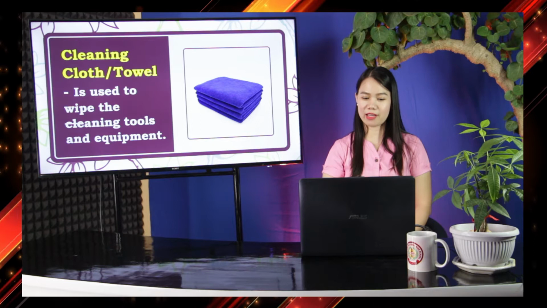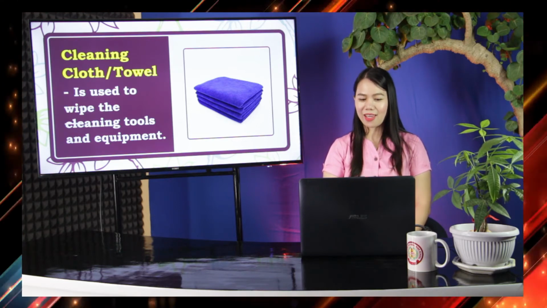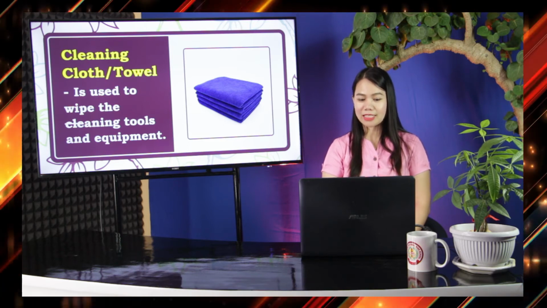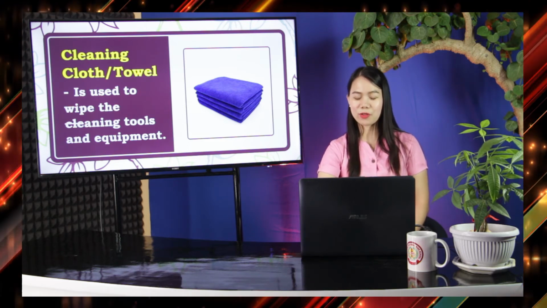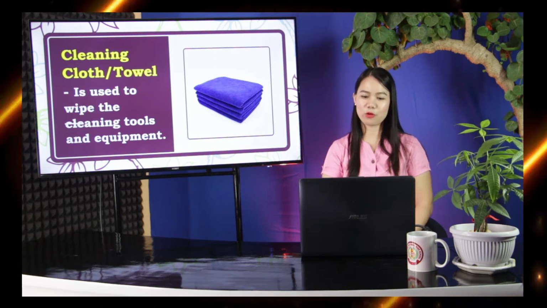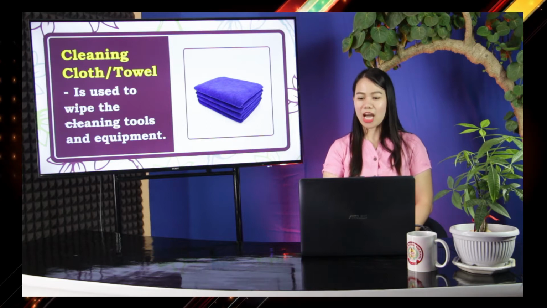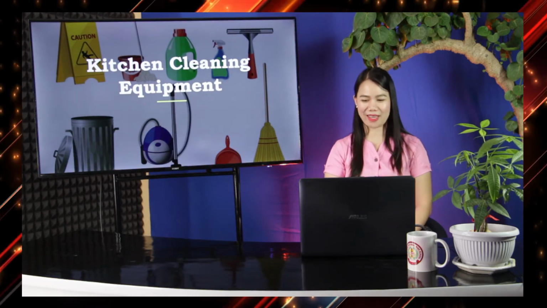The next is we have the cleaning cloth or towel. It is used to wipe the cleaning tools and equipment. So those are the different and common kitchen cleaning tools and equipment used in the kitchen. Now let's proceed to the different kitchen cleaning equipment.